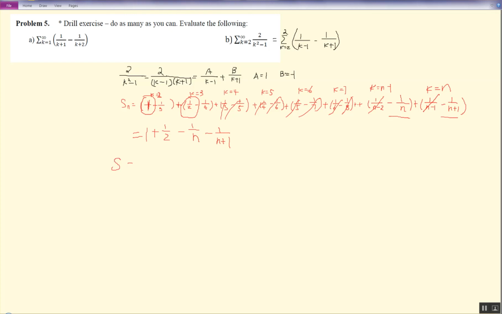Now to find the sum, you just need to take the limit as n approaches infinity. You can see that when n is infinity, this will be 0, and this will also be 0, which means just 1 plus 1/2. The other two terms will be 0. So the answer is 3/2. So this is for part B.